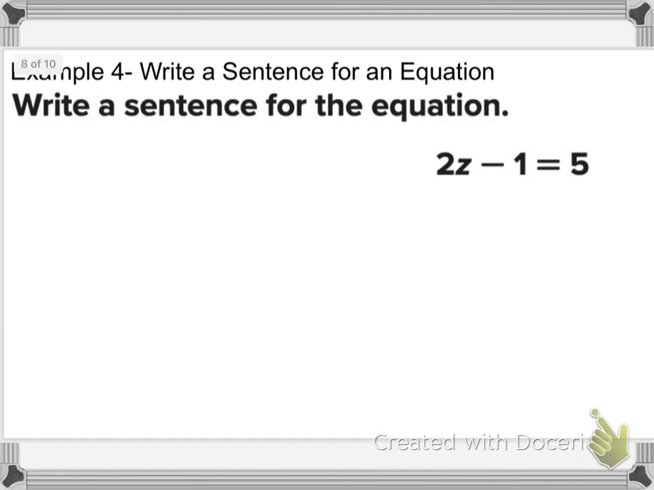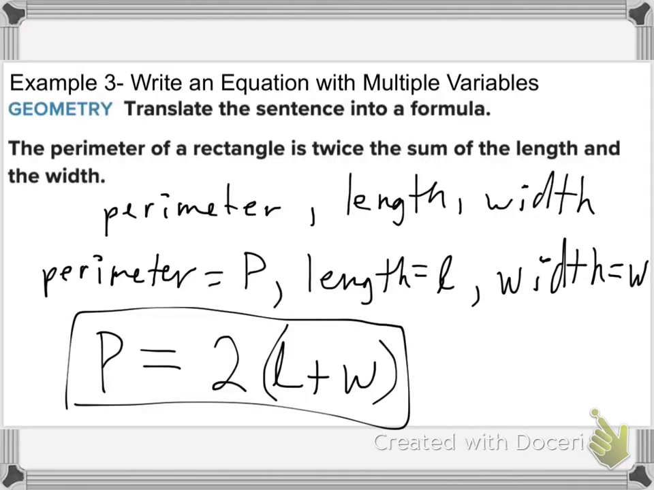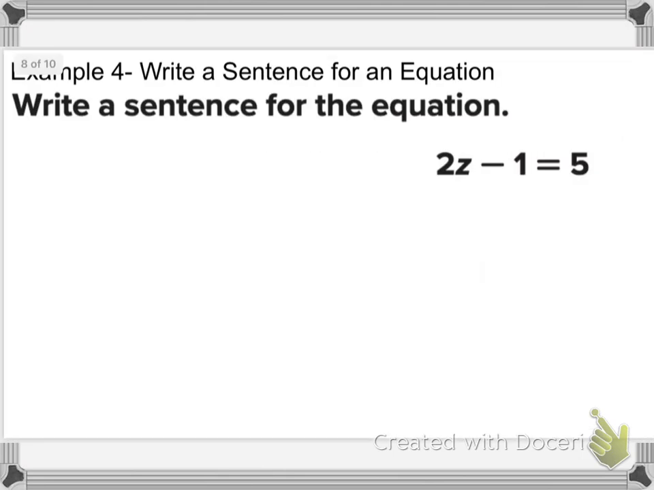Let's just take it step by step. Let's talk about this first term here. 2z. How would you want to write that out as a sentence? Keep in mind, you could use something similar to what they did here. Twice the sum. You could do 2 times z. What do you guys want to do? Twice. Twice what? Twice z.